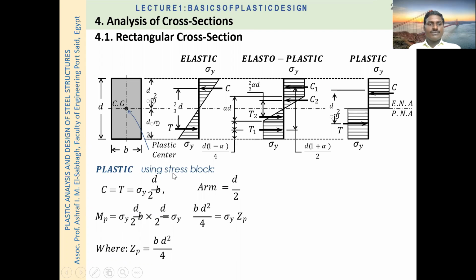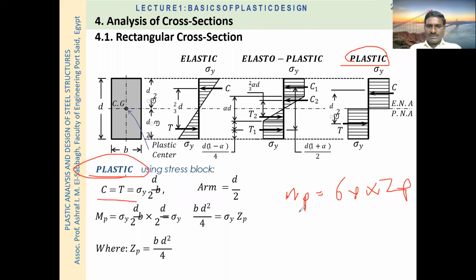So now, fully plastic behavior. Elastic behavior we have seen, elastoplastic behavior we have seen, and now we have to see the fully plastic behavior. Here strain is constant. So now C is equal to T. Again, compressive force is equal to tensile force. So now MP is equal to sigma y into ZP, that we have seen in the last two slides. So MP is equal to sigma y into ZP. So ZP we have to calculate now.